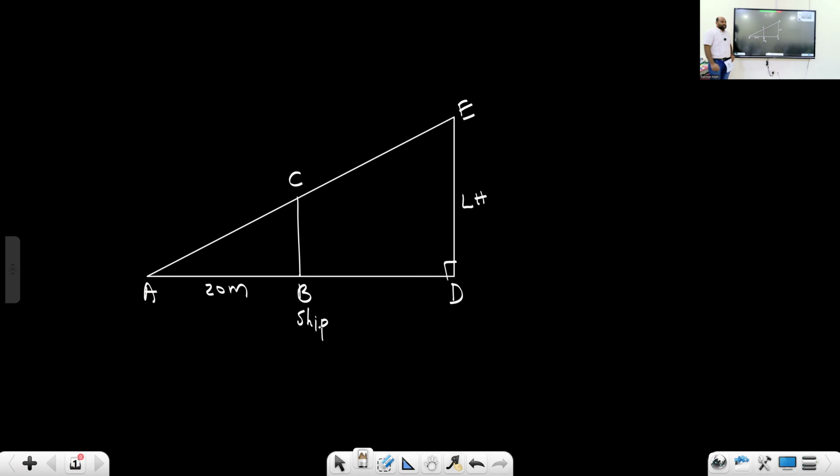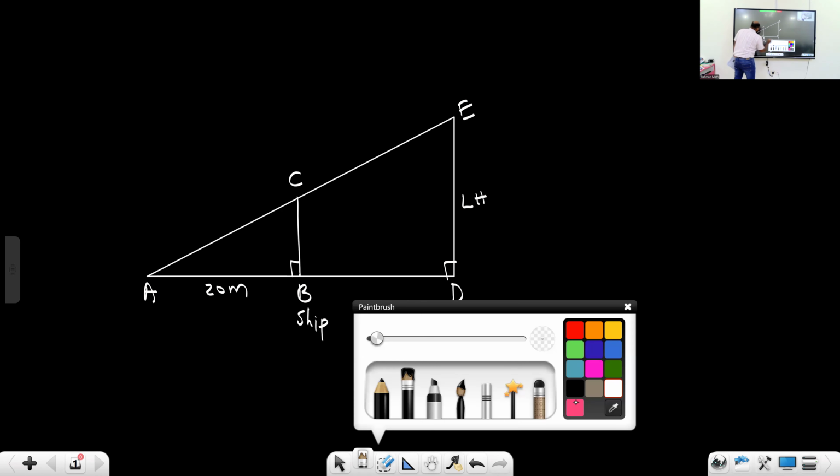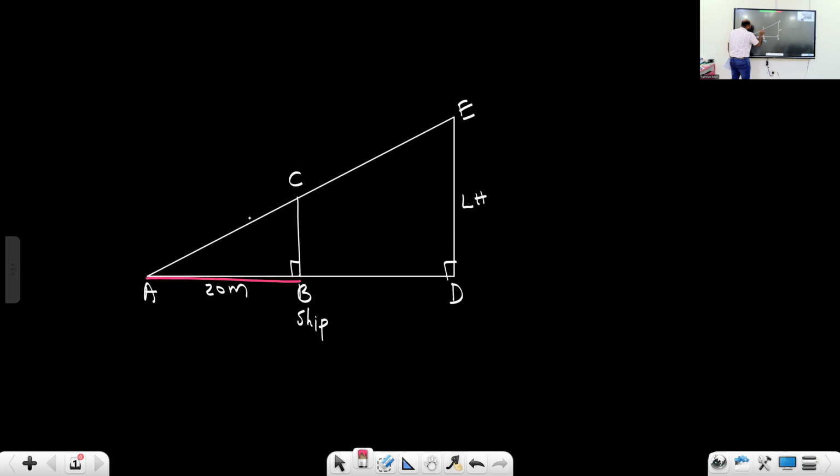AA similarity criteria. Why are we using AA similarity criteria? You can see this is the first triangle, the ship, and this one is the lighthouse. This angle is common. This angle is common. And this and this are 90 degrees. Which is the similarity criteria? AA similarity criteria. First answer: AA similarity criteria.